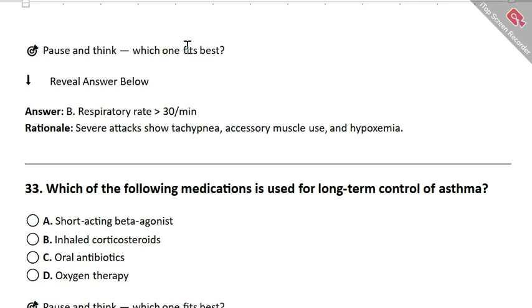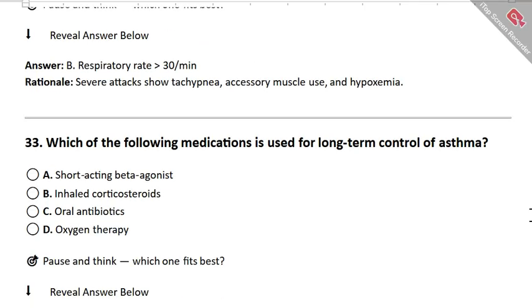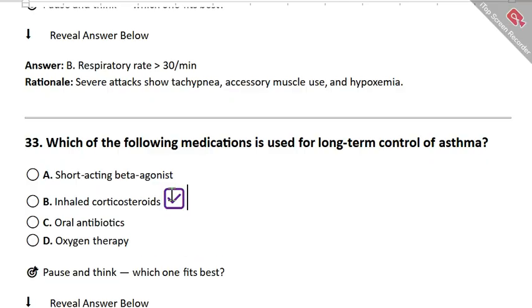Let's move to the next question. Which of the following medication is used for long-term control of asthma? The correct option is option B, inhaled corticosteroids.